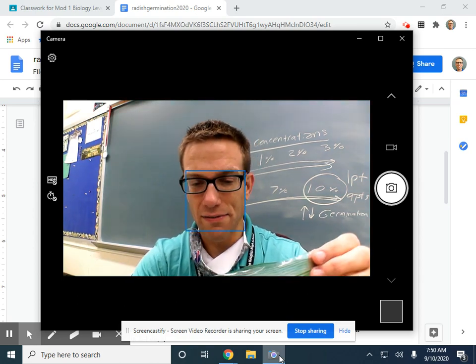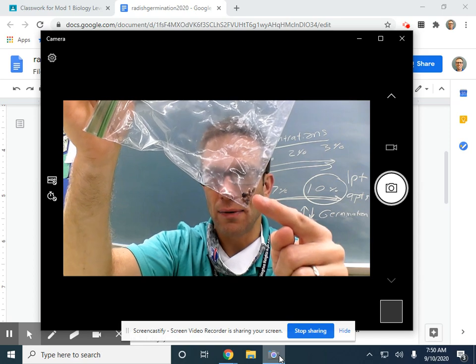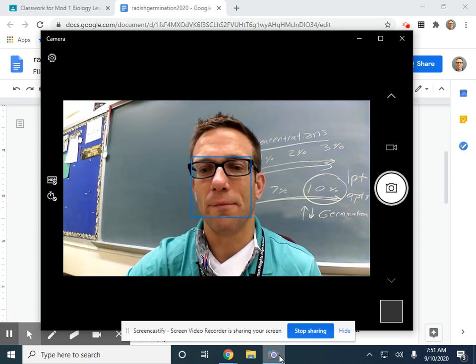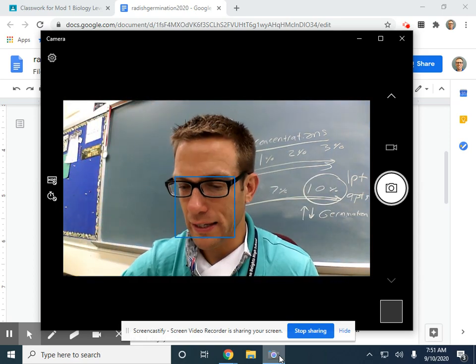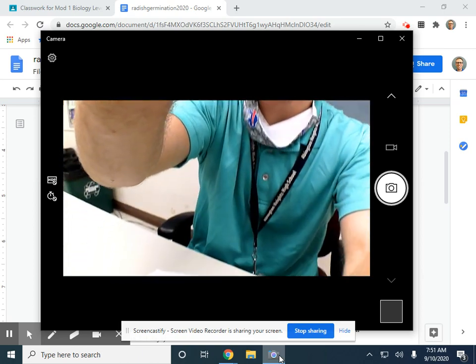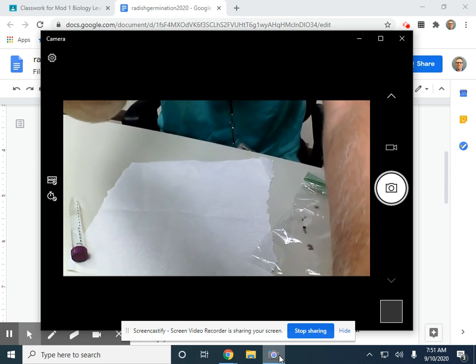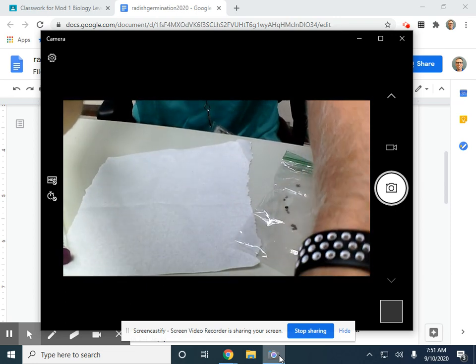And then you only need 5 of these. But I gave you more than 5 of these little radish seeds, because if you drop them, they're really hard to find. Okay, let me show you what you're going to do to set this thing up. So let me angle the camera so you can see what's in front of me. All right, that should work.